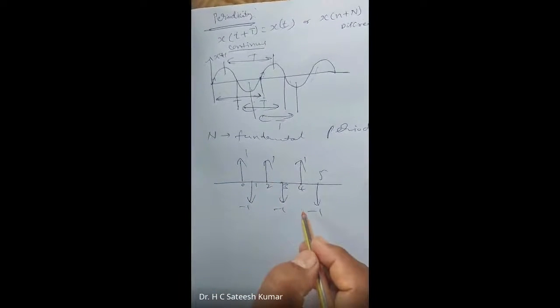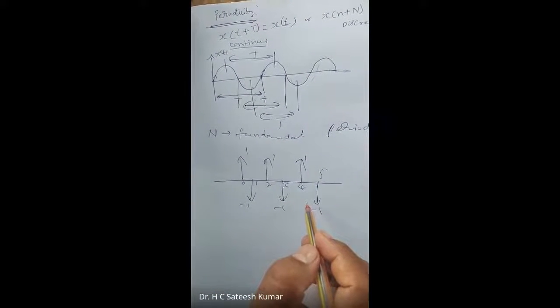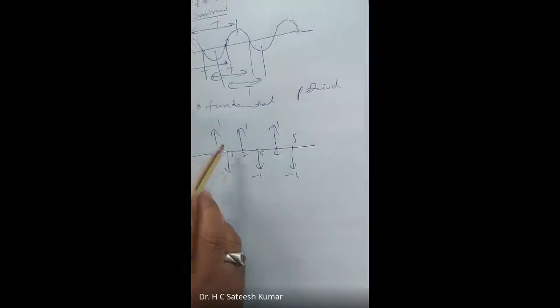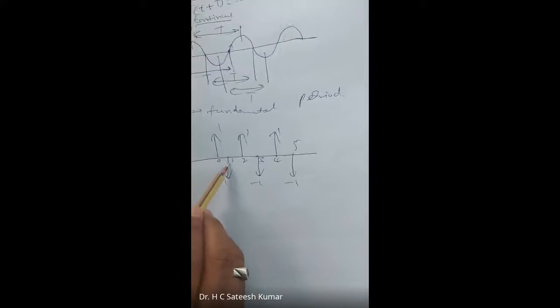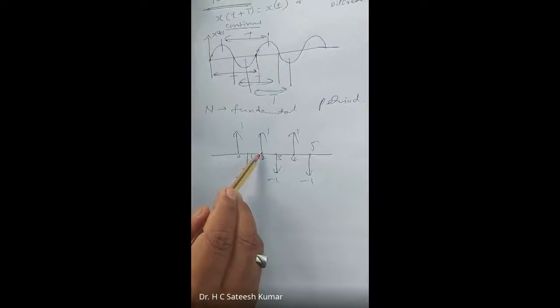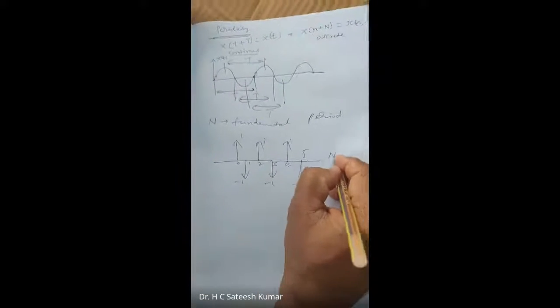Count the number of elements or samples. After how many elements it is repeating, that is the period. For example, you take this one: 1, 2. After 2 elements, it is repeating. Same thing. So therefore, the fundamental period is 2.